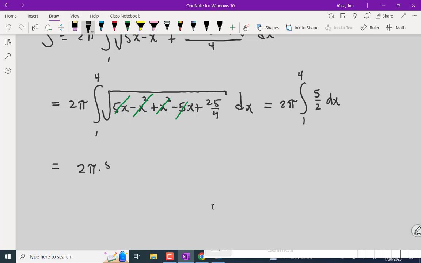2 pi times 5 halves times 3. So if you're integrating a differential, you get the length of the interval. Jordan, question? Where did the 5 halves come from? The 5 halves came from, so all these variable terms cancel and then the square root of 25 fourths. Oh. Because we still have that big root on the outside that will take the square root of 25 fourths. So our final answer is a nice round number of pies, 15 pi.